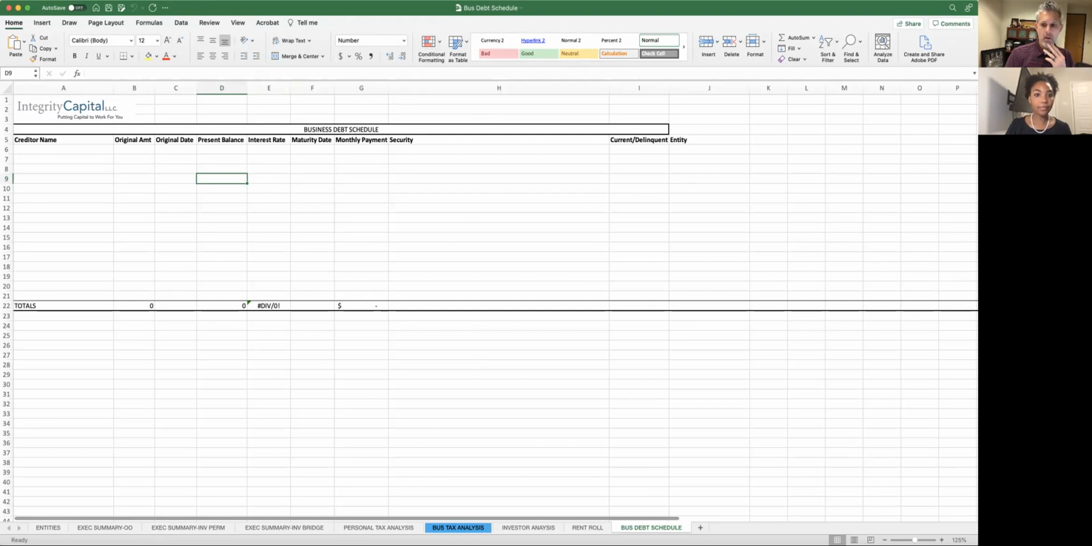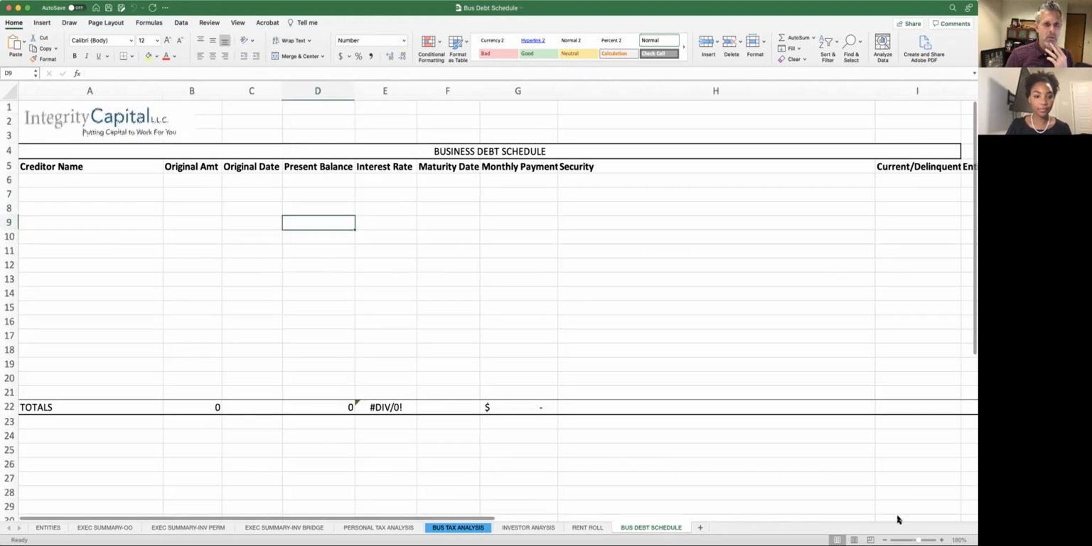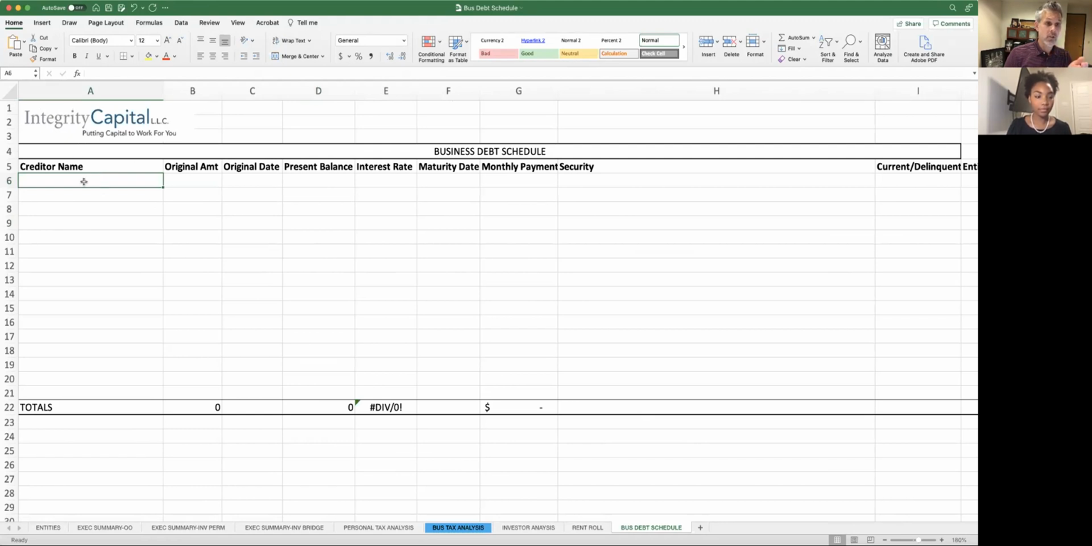Okay, and on this form, you'll see that we'll have the creditor name. So who is the person that lent you the money? You will have the original amount that you want them to put on there. So they have to fill this out. Hey, where's the original amount? Here was the original date on there. So when did you borrow the money? What's the current balance outstanding?